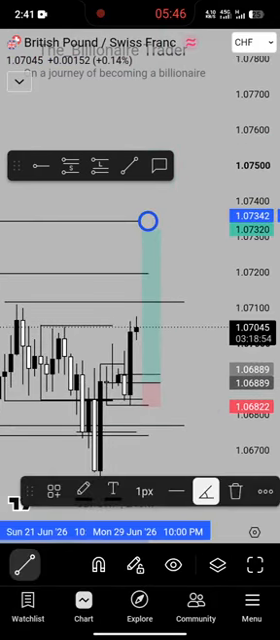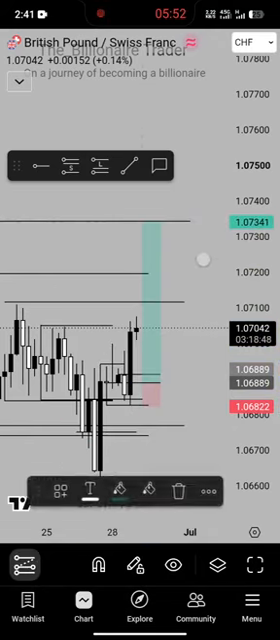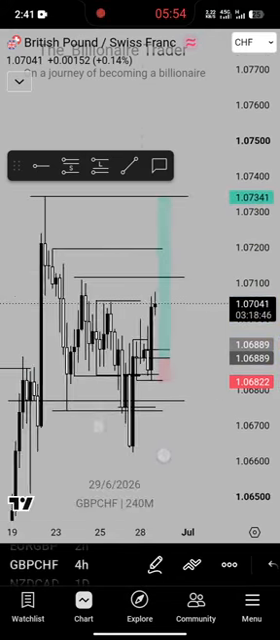So final target, what's our RR? Okay, the RR is 6.75 RR for the final target. So this is for GBP CHF.